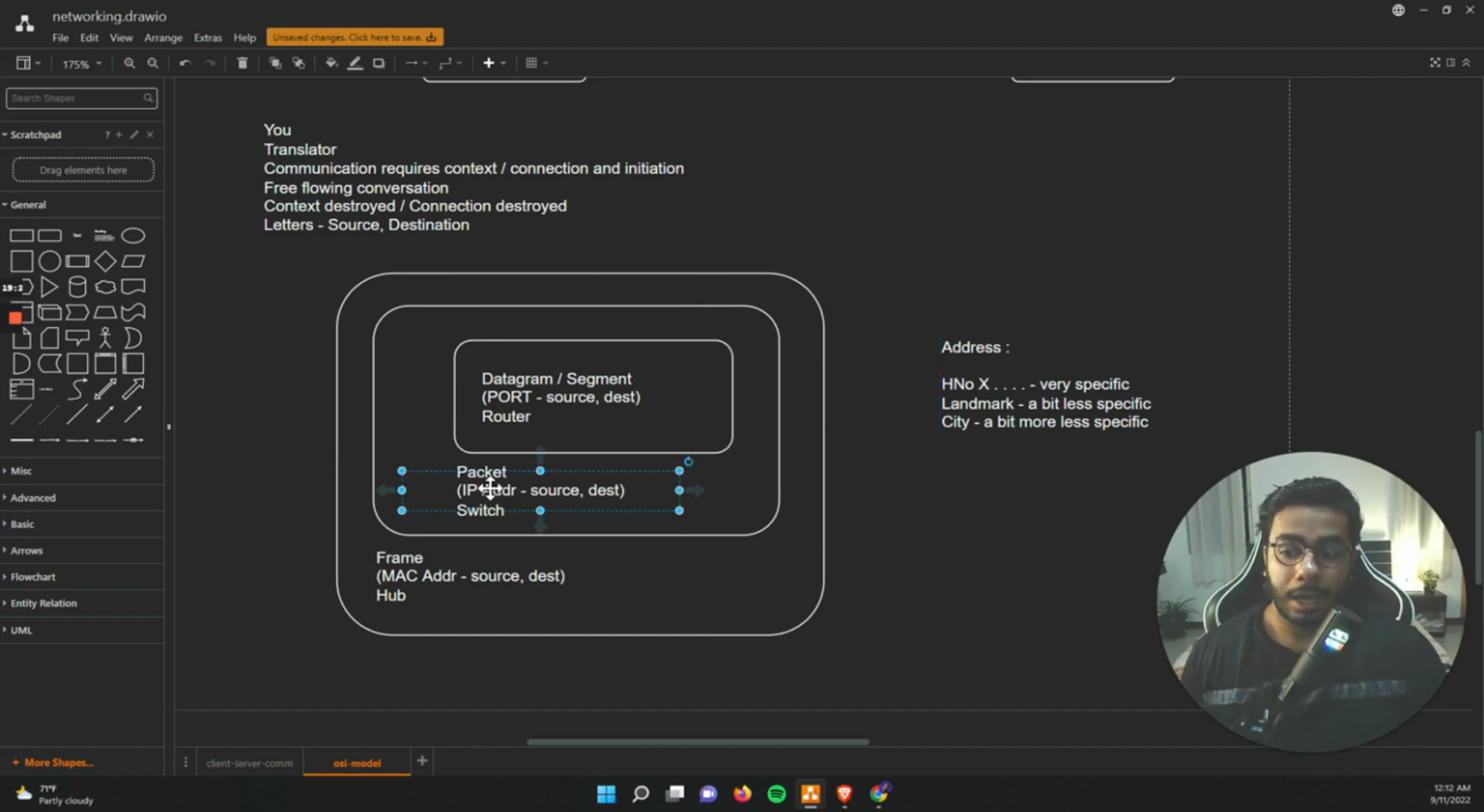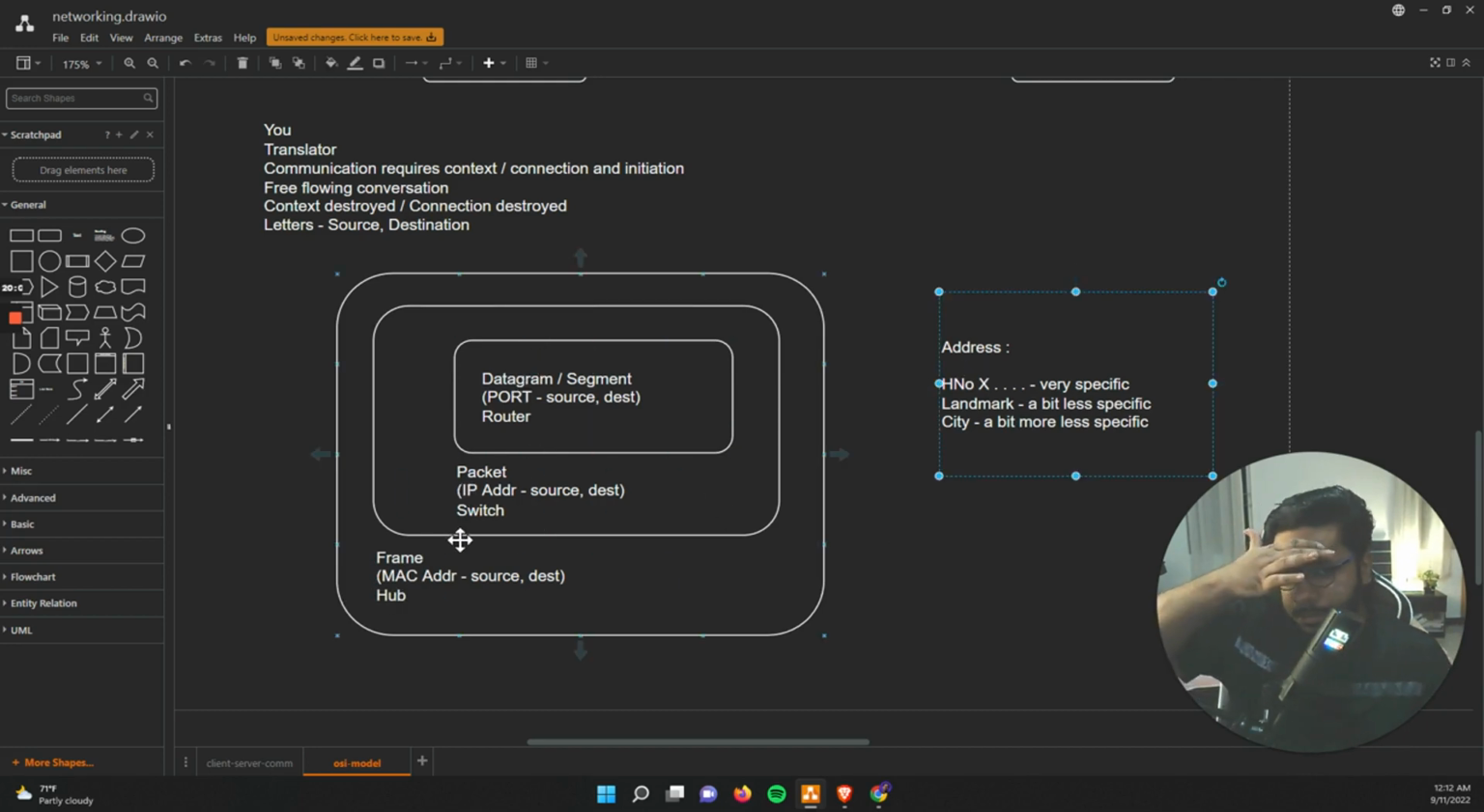Then we have the IP address. That's another layer of packaging. Let's say the landmark can be the IP address. It's not very specific. If you are given just the IP address, you might not be able to deliver the data to the intended destination, but it's somewhat less specific than the last one. We can compare it to the city. That's the basic thing that I want to lay down. So the basic concept of specificity is similar to this one. It decreases as we move from top to bottom.